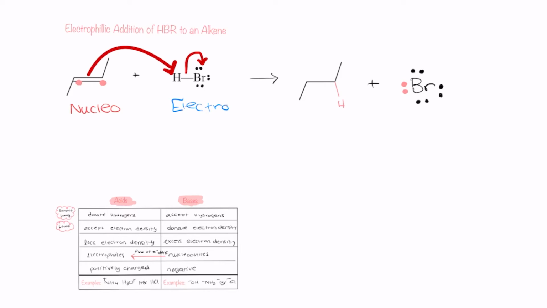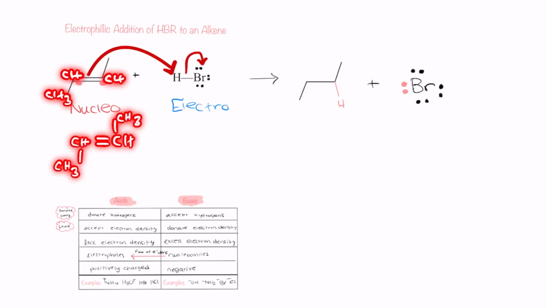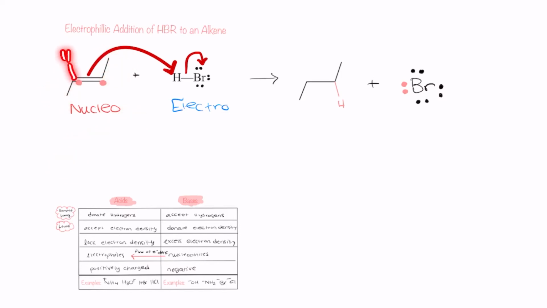Now, what does that mean for the other carbon? Let's go ahead and look at the original structure. We have this alkene here. And if we draw it in expanded form, it actually looks like this. So this is a CH3 group, this is a CH group, CH group, and a CH3 group. And why is that important? That's important because these two carbons here have hydrogens on them.